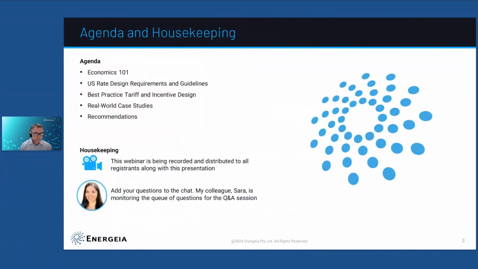So today's topics will cover the US rate design requirements and guidelines, as well as Economics 101 to inform the discussion around what best practice rate and incentive design looks like. And then we'll look at a real world case study that we were part of in Australia, where we tested a very large number of different rate designs to better understand the impacts that they would be expected to have on consumer behavior, and principally what kind of DER gets adopted, what is its sizing, and what is its configuration, and how might it operate. And then we'll finish with a set of recommendations.